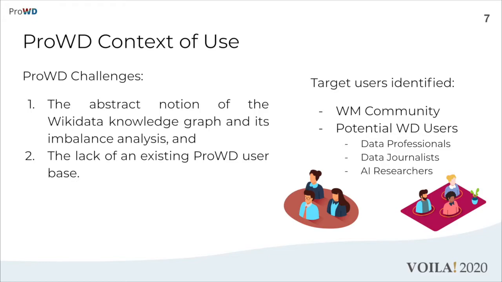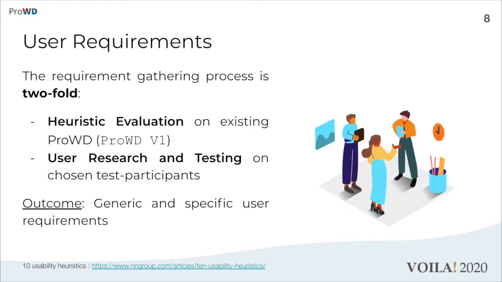Second is the fact that though Proud has existed, it did not yet have an existing user base. Hence, we identified the users we ought to target, which are the Wikimedia community and potential Wikidata users, which are basically data professionals, data journalists, and AI researchers. And now that we've understood Proud, we can start the requirement gathering process.